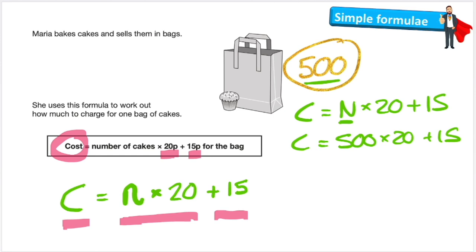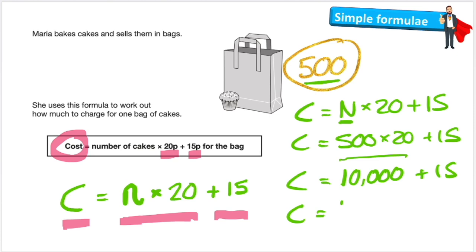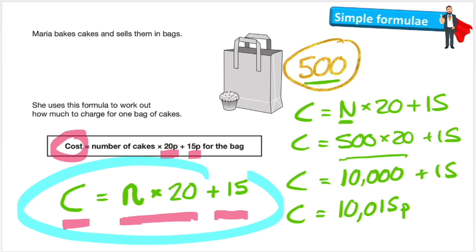So I'll be left with C equals 500 times 20. Well, 500 times 10 would be 5,000. So 500 times 20 would be 10,000 plus 15. Left with my addition question. So it's C equals 10,015 pence. But again, the important thing to understand is that our formula here, the one that we created this time, would work with any amount of cakes bought.